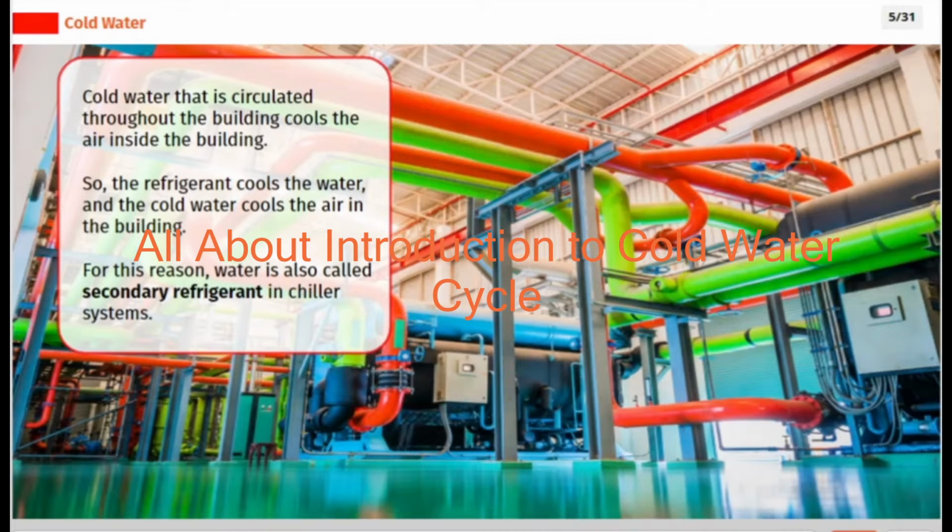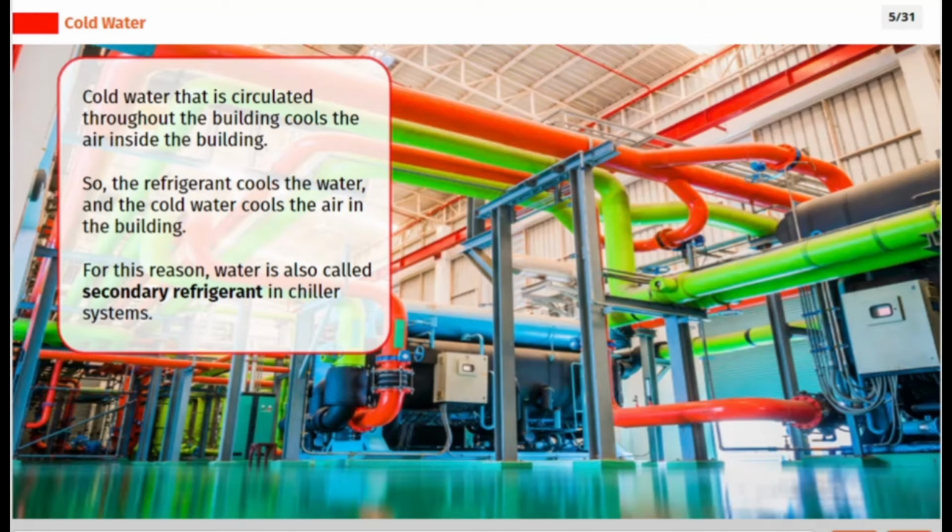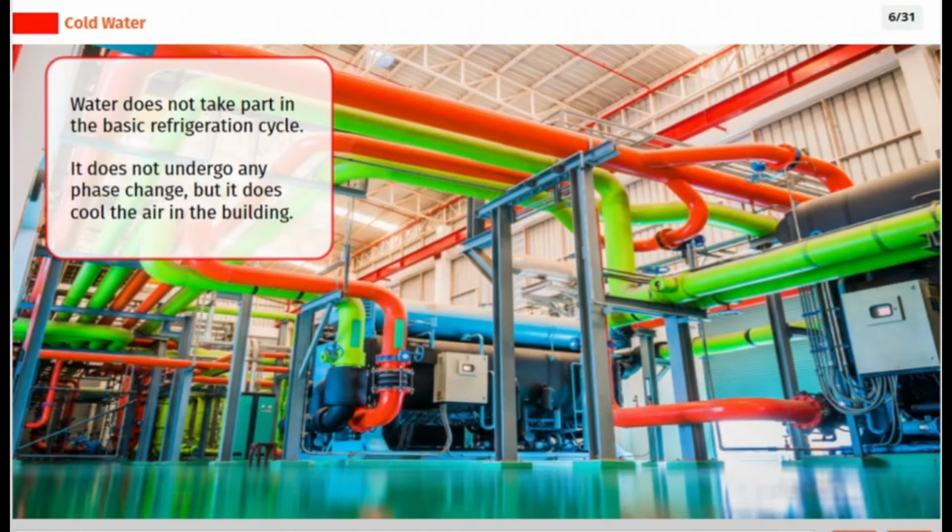Cold water that is circulated throughout the building cools the air inside the building. So, the refrigerant cools the water, and the cold water cools the air in the building. For this reason, water is also called secondary refrigerant in chiller systems. Water does not take part in the basic refrigeration cycle. It does not undergo any phase change, but it does cool the air in the building.